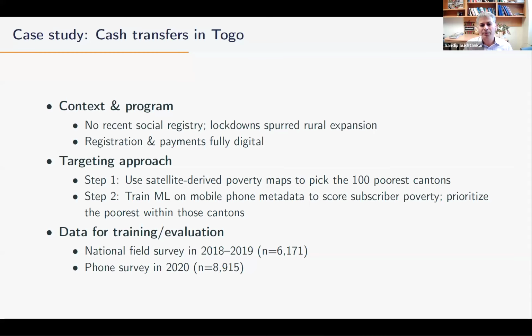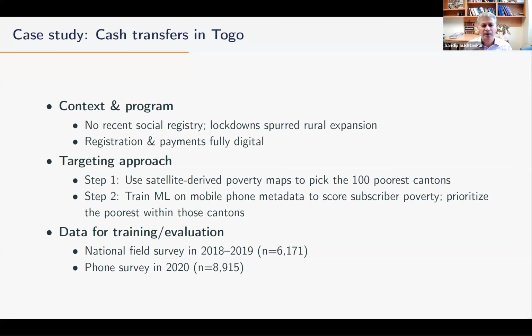And then from the people that you're training the algorithm on, you expand that, and you have mobile phone metadata on everybody who has a mobile phone. And then from there, you identify which are the people whose characteristics look like the poor people from the training data. Okay, and that's how you identify. You never have to actually go to the ground and ask people or collect their information. Everything is done remotely.